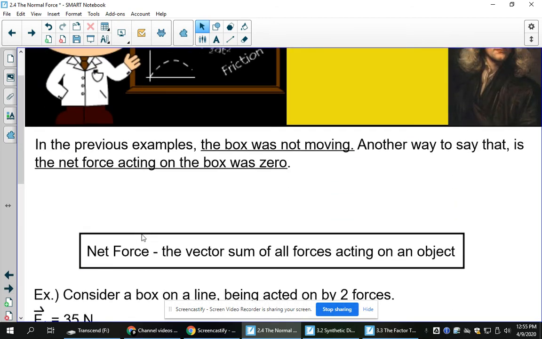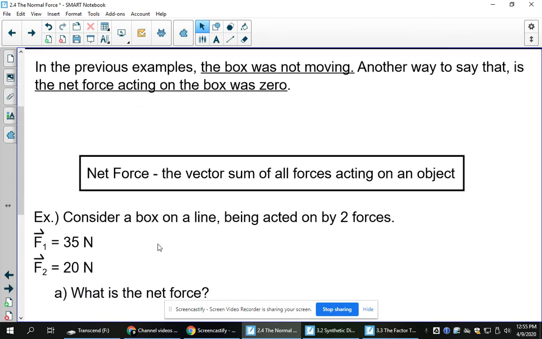All right, so those previous examples, we were assuming that the box was not moving, so all of the forces would have a net of 0, so no acceleration for those boxes. Another way to say that, net force acting on the box being 0, so Newton's second law, F equals ma, the force being 0 means the acceleration would be 0, so the box was not moving. The net force, when we see this word net, we've already done examples of this, but net just means add them all up.